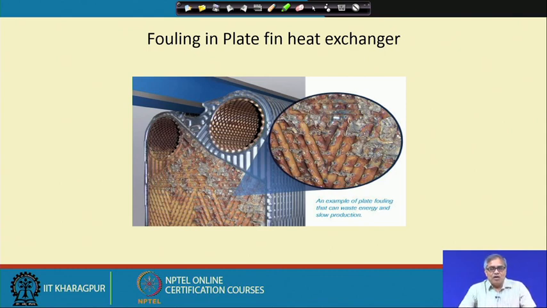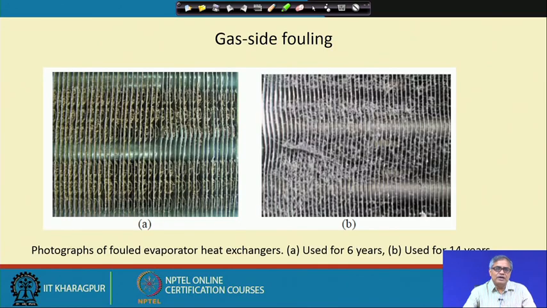Mind that so far I have given examples of fouling inside tube, outside tube, and in a plate of a plate and frame heat exchanger or gasketed plate heat exchanger. So, these are basically liquid side fouling. There is no reason to think that fouling will be only on the liquid side, there could be fouling on the gas side also. This is a gas side fouling. Here is a photograph of a fouled evaporator heat exchanger.